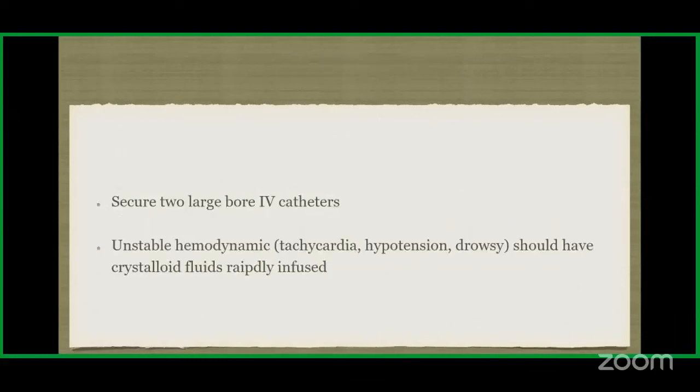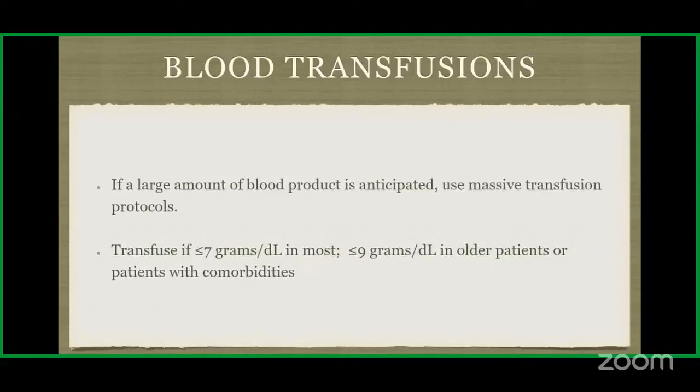As mentioned, secure 2 large bore IV catheters. If the patient is hemodynamically unstable, with tachycardia, hypotension, or if the patient is drowsy, then start crystalloids immediately. Once you get the Hb levels, once ABG is done, and we have an idea about the hemoglobin level of the patient, then blood products can be started immediately. If the patient has an underlying liver disease or coagulopathy and platelet counts are low, platelet transfusions can be done. And usually blood transfusion is taken up when the Hb level is less than or equal to 8, actually less than 9 in older patients, because they might deteriorate very quickly.